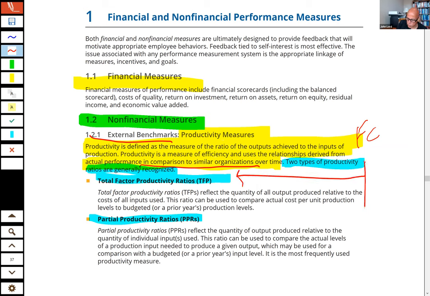And what we're going to see is that when we look at partial, we'll actually look at that first on the example on the next page here. So flashcard what the two types are. Productivity ratios, we'll see that partial is going to focus on the larger input and just measure the productivity based on that larger input. Total will consider all inputs, major or maybe some that may be more minor.